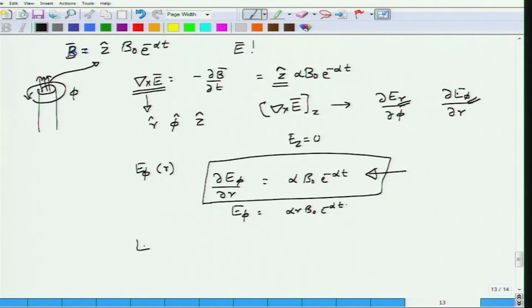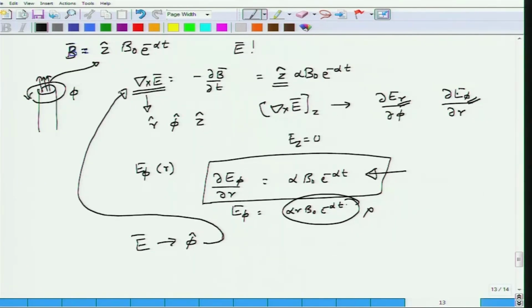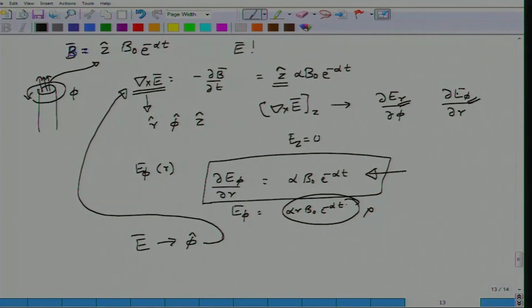Just to sum up, the electric field will be along the phi component. Do not exactly worry about what the actual value of the electric field is. This can be done if you know the expression for curl of electric field. So I have the electric field along the phi component, and I can actually evaluate the value of this electric field by using this point form of Faraday's law.